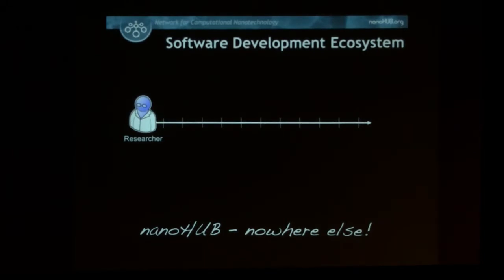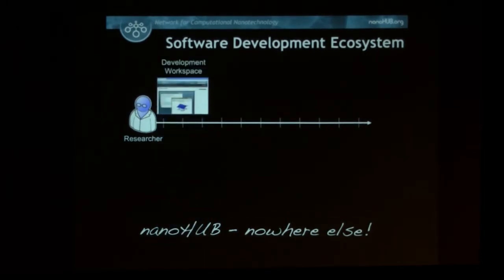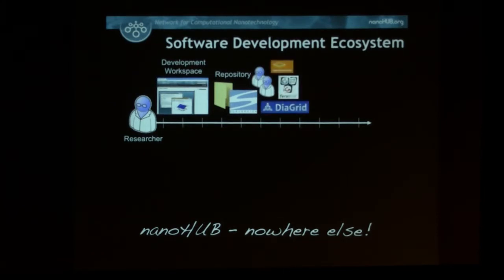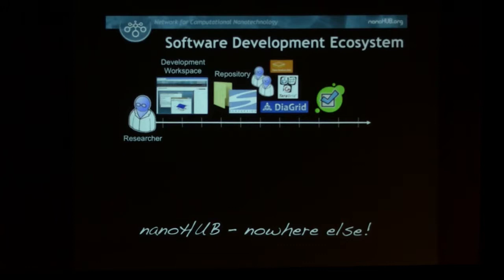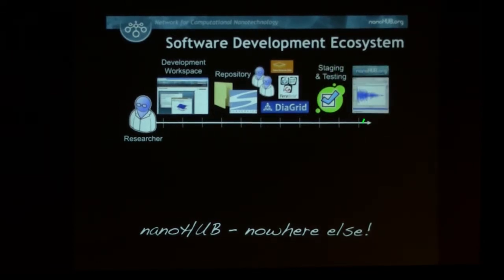The way we make this work is we give researchers a development workspace that runs in their browser and mimics what it's ultimately going to look like on nanoHUB. We give them software repositories, software mechanisms. We give them a way to connect to grid computing that's transparent. We give them a staging and testing environment and a way to then publish their codes.